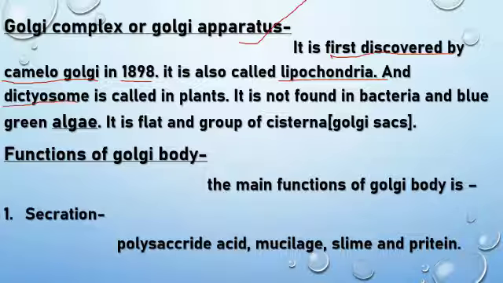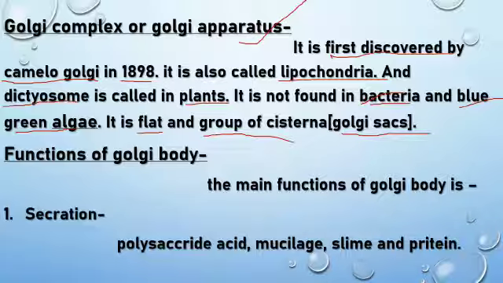So the Golgi complex in plants is called the dictyosome. It is not found in bacteria and blue green algae. So it is found in all animals and all types of plants except the blue green algae and the bacteria. And we will discuss the shape of the Golgi complex. The Golgi complex is flat in shape, and it's a group of cisternae, or a group of Golgi sacs.